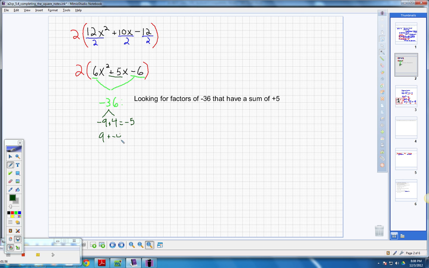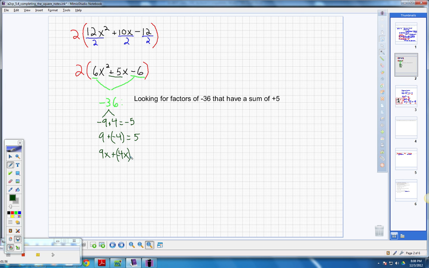And I know that 9 times negative 4 is negative 36. 9 plus negative 4, on the other hand, is positive 5. So I've found a winner. Because I've found that winner, I know that I am going to split up that 5x into 9x minus 4x. Or you could say 9x plus negative 4x, I guess. If you did say 9x plus negative 4x, the next part of this might make sense.